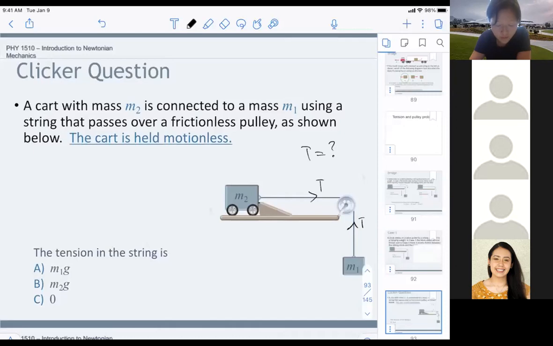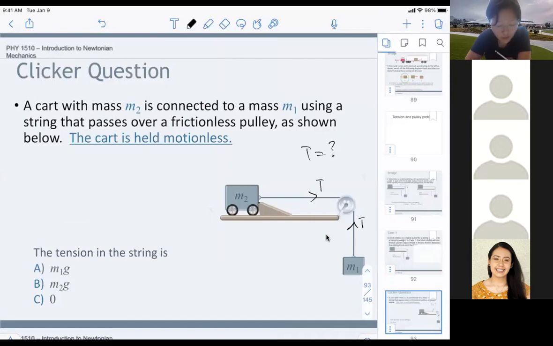Okay, 10 more seconds. If you haven't put in your thought, please go ahead and vote. All right, any last minute vote? All right, if not, let me close it and let's take a look at our thoughts.